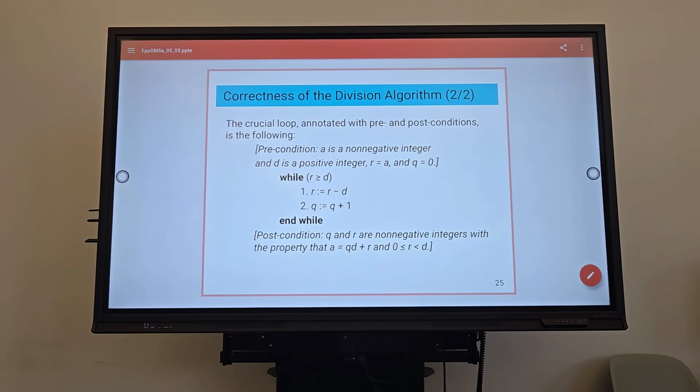While r is greater than or equal to d, r equals r minus d, and q equals q plus 1. Q and r are non-negative integers with the property a equals dq plus r, and r is between 0 and d.